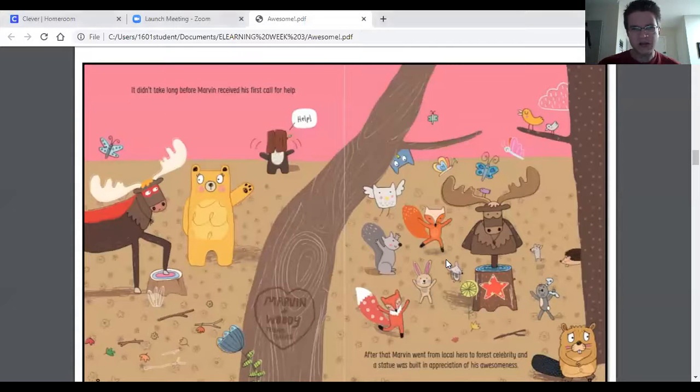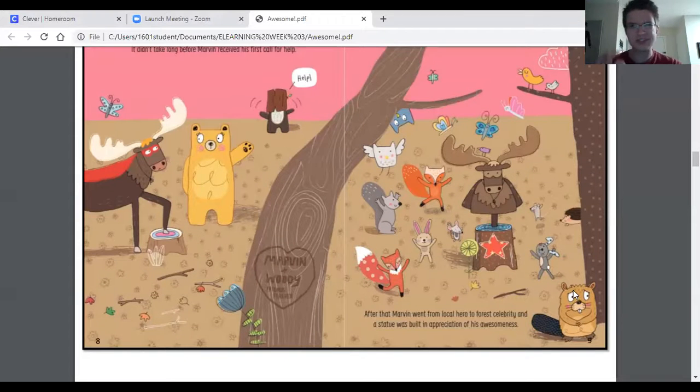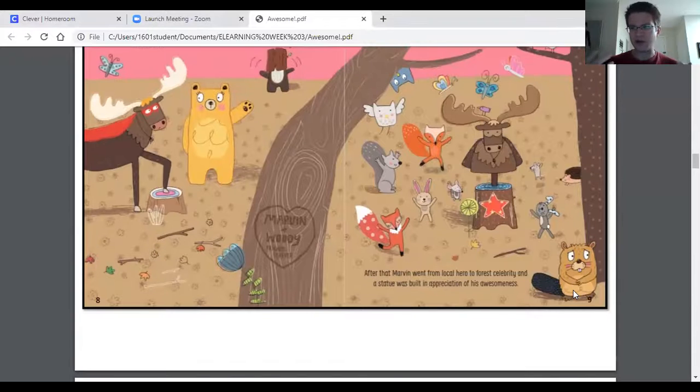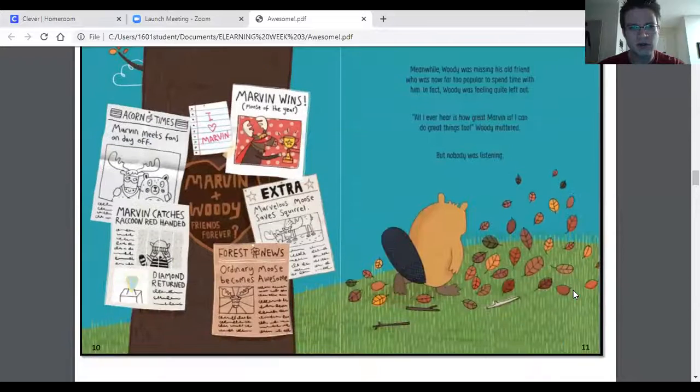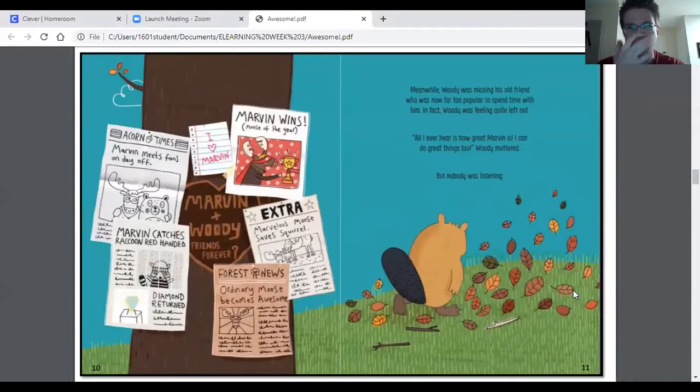So this is where I left off yesterday. And yesterday, we talked a little bit about how Woody down here looked a little sad. He looked a little upset by something. And when I stopped, I had no clue what that was. But then you guys kept reading. And let me see if I can figure out what exactly was wrong with him. On this page, we learned, "Meanwhile, Woody was missing his old friend who is now far too popular to spend time with him. In fact, Woody was feeling quite left out." I remember when we were scanning and predicting yesterday, I saw that Woody was feeling upset by something. And now after I've read it, it makes more sense.